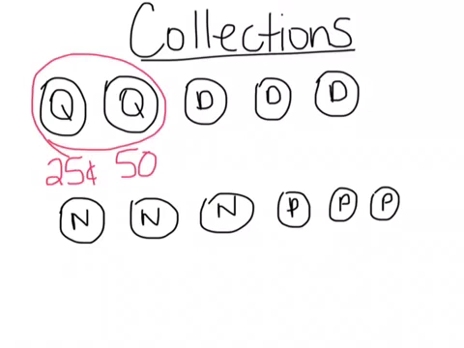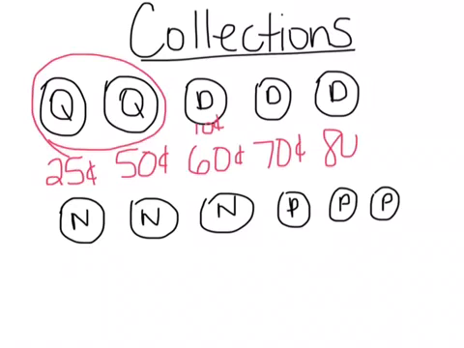25, 50 cents. Can I go to 75 when I get to this dime? You can't. We know that 1 dime is worth 10 cents. So now I'm going to think 50 plus 10 is going to be 60 cents. You're going to count on 60 cents. Plus 10 more is 70 cents. Plus 10 more is 80 cents. And now I can't add 10 more for nickels because nickels are not worth 10 cents.